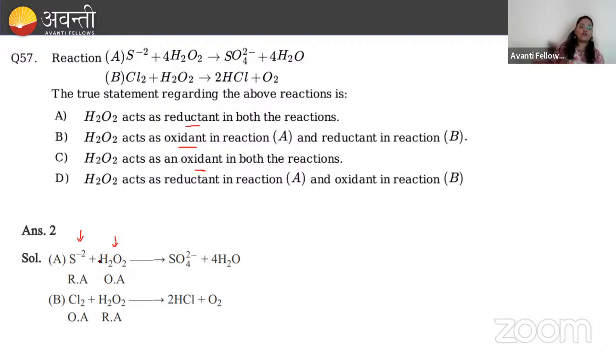Okay, what is the meaning of oxidizing agent? Yes, can you tell me what is the meaning of oxidizing agent? Yeah? Hello? Can you tell me what is the meaning of oxidizing agent?